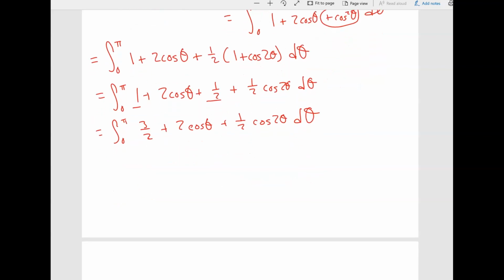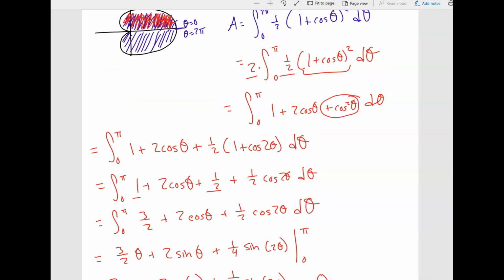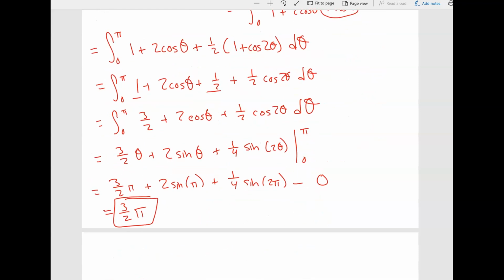And then finally, all we have to do is just take the antiderivative. So you'll have 3/2 theta plus 2 sine theta. What is this? Plus 1/4 cosine. No, that's going to be sine of 2 theta. And it's between 0 to pi. So you're going to have 3/2 pi plus 2 sine of pi plus 1/4 sine of 2 pi minus 0. And then all we're left with is 3/2 pi. So the whole area of this entire cardioid, this heart shape, is going to be 3 pi over 2.